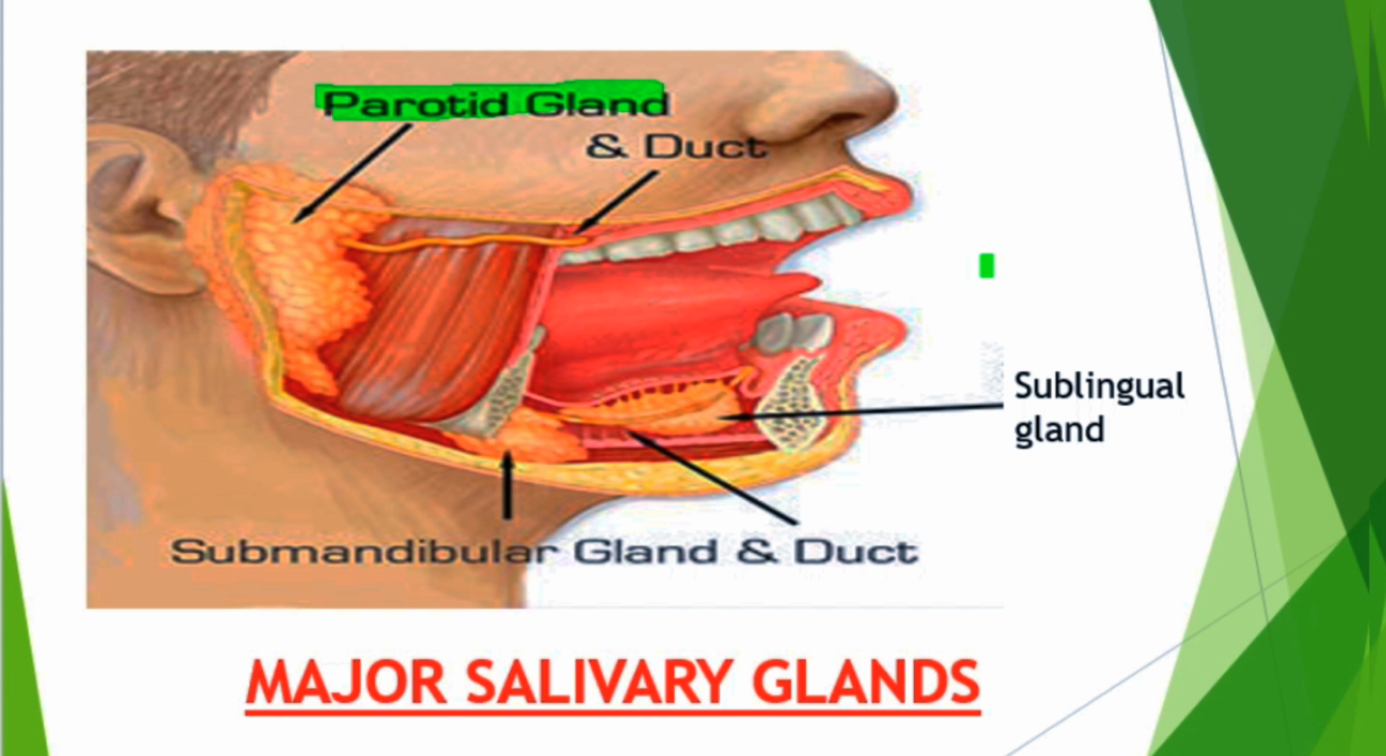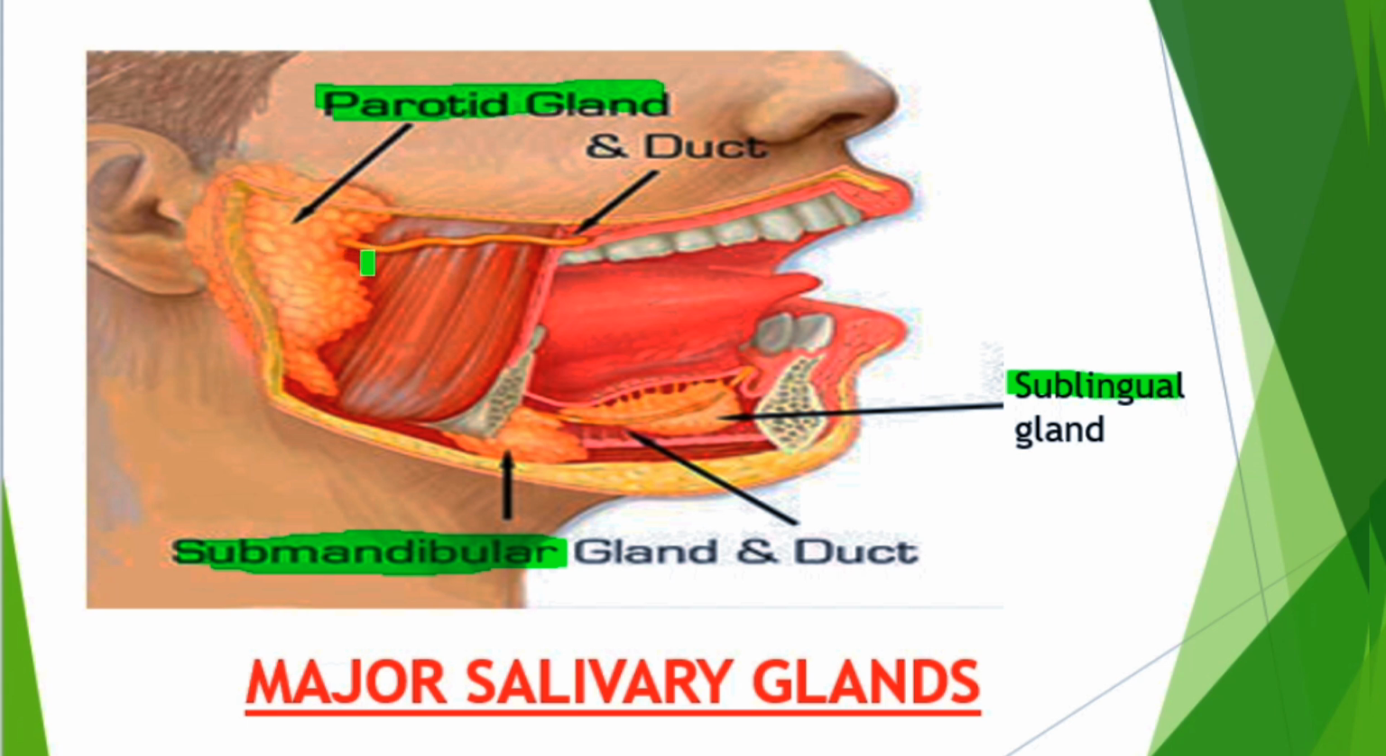This is the parotid gland. This is the sublingual gland, and the third one is the submandibular gland. So these are basically the major salivary glands. Here in this picture we will show where these glands are located. Right at the front of the ear, the parotid gland is present.